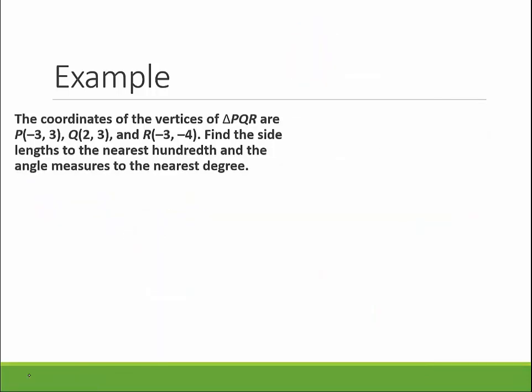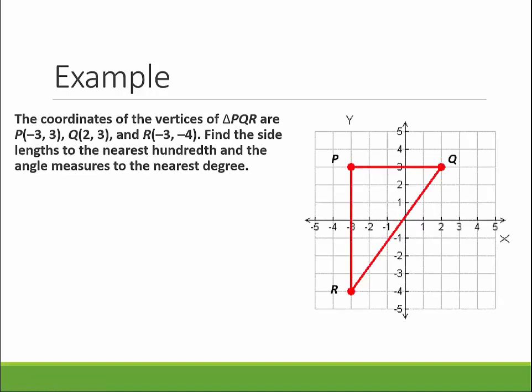So let's do one where it's on the coordinate plane. The steps are exactly the same, except they gave us points first rather than drawing us out a triangle. So let's draw the triangle out. We have point P at -3, 3, Q at 2, 3, and R at -3, 4. Find the side lengths to the nearest hundredth and the angle measures to the nearest degree. Some of these side lengths are pretty easy, like PQ, all we gotta do is count. 1, 2, 3, 4, 5.